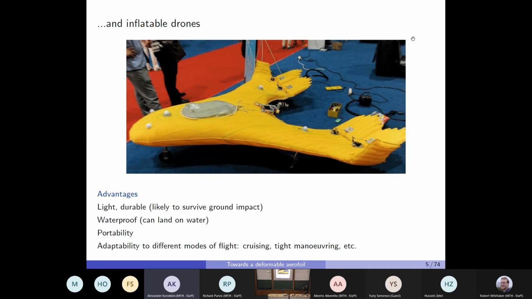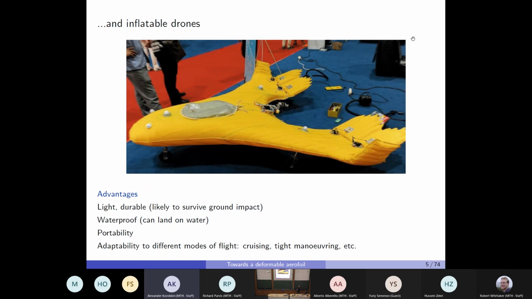These things typically go at about 20 to 30 miles an hour, which is about the normal cruising speed, although the one we're looking at can go up to about 120 miles an hour. So there is some variability in the speeds at which these things can fly, and I've tried to list here some of the advantages. I haven't bothered with the disadvantages, just the advantages. They're light, they're durable, so if they hit the ground, they may be more likely to survive the impact than a rigid structure. You can land on water easily. They're portable, which is one of the key advantages.